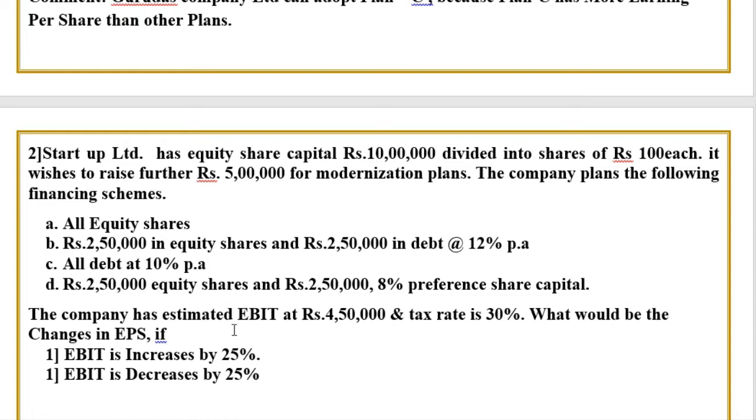The company has estimated EBIT at rupees 4,50,000. So present EBIT is 4,50,000. The tax rate is 30%. And what would be the changes in EPS if EBIT increases by 25%, and if EBIT decreases by 25%.